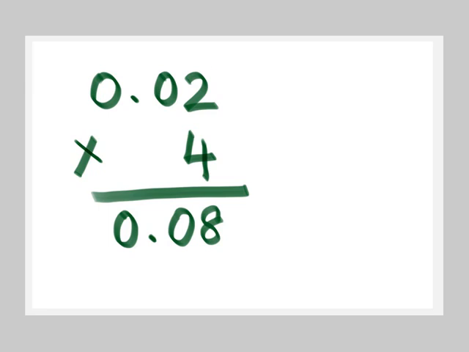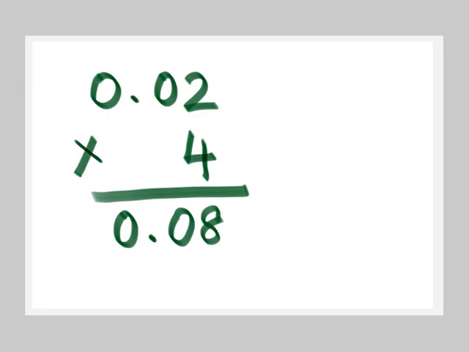Here again, it's a decimal multiplied with a whole number 4. So let me show the multiplication. 4 times 2 is 8. And 4 times 0 is 0, because we know that any number multiplied by 0 is 0. And 4 times 0 is 0. Okay. After doing the multiplication, to make a decimal point, we have to see the decimal number.